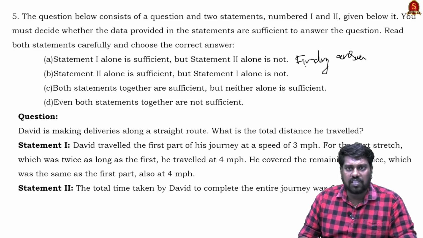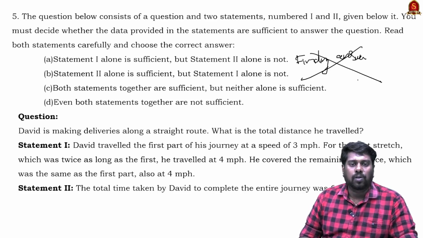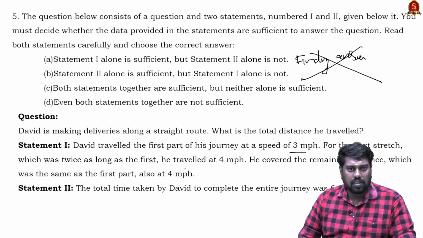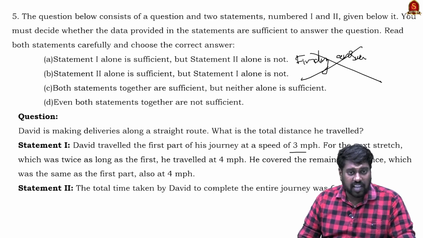As far as a data sufficiency question is concerned, you need not find the answer for all the questions. You just need to find out whether the statement is sufficient to arrive at the answer. This particular question is a classic example. See here, in the first statement, David traveled the first part of his journey at a speed of 3 meter per hour, and then twice the length at 4 meter per hour. Something is being said about the speed of David, okay. And the second statement: the total time taken to complete the entire journey is 6.5 hours, okay.